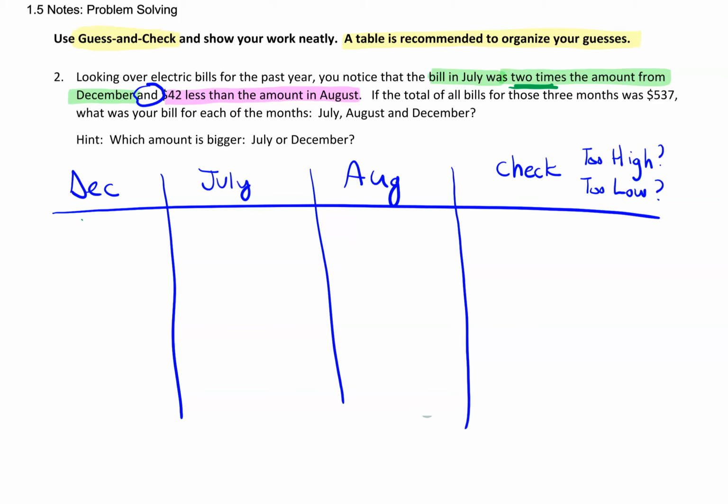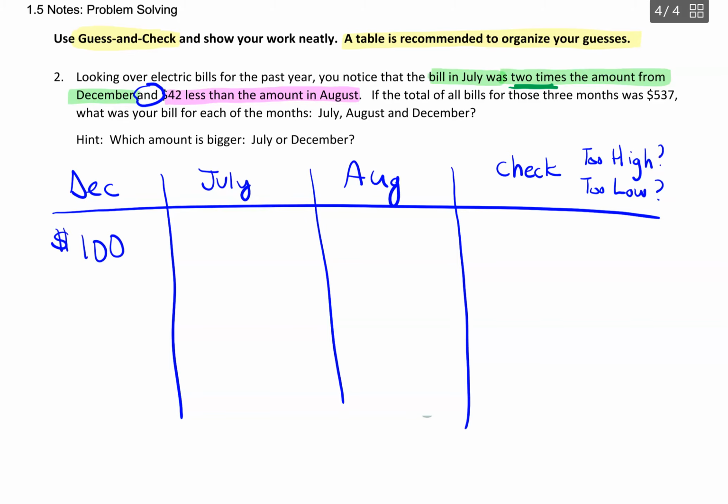You're just going to have to read your clues carefully based on which guess you make. So let's just start by guessing a number for December. The bill in July was 2 times the amount from December. So I don't know. Let's just make a wild guess here. Let's just say $100. What if December was $100?